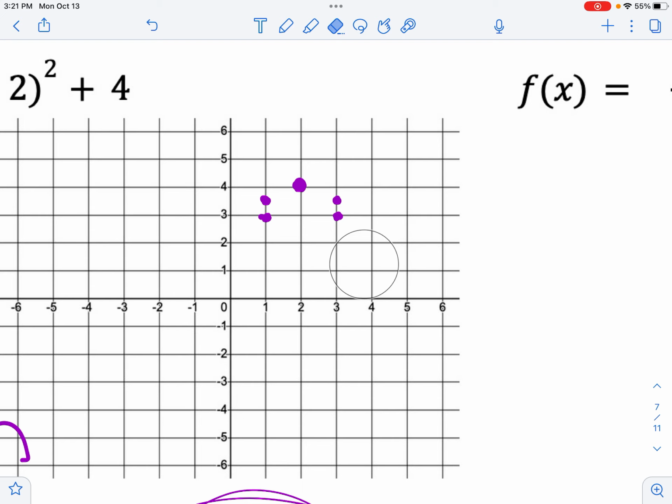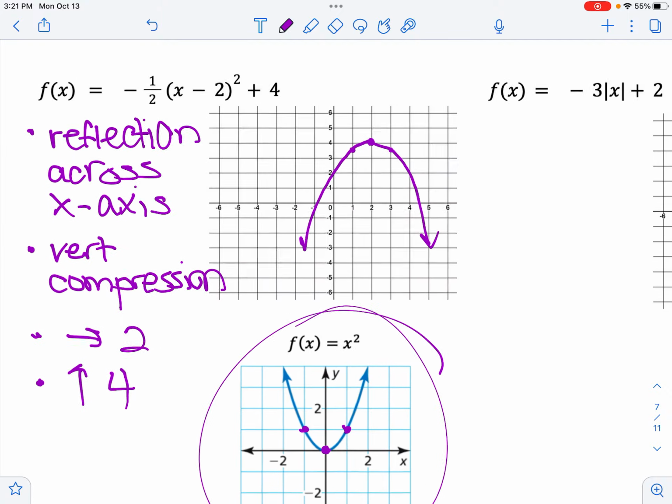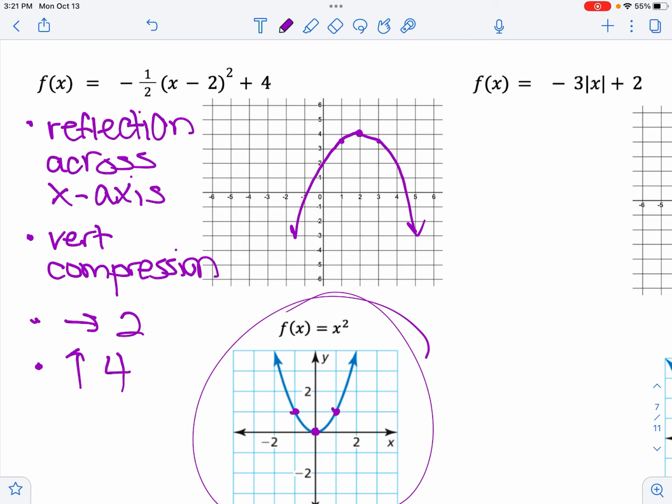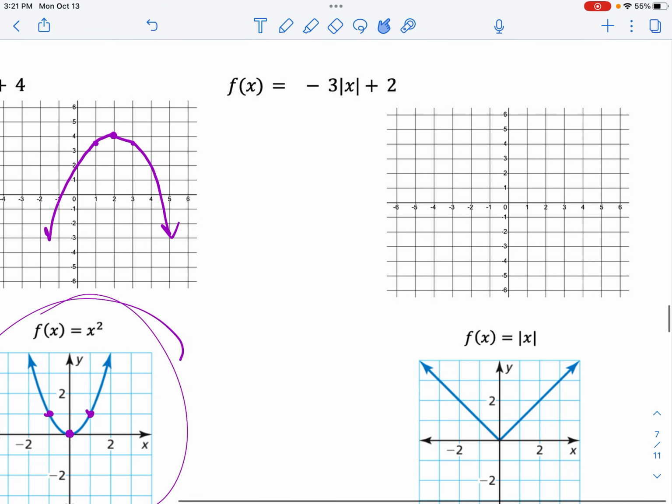So now I'm going to get rid of that one and that one. And then we're going to try to draw my quadratic. There we go. Okay, so that is your quadratic function with those 4 transformations. All right, let's try one more of these.